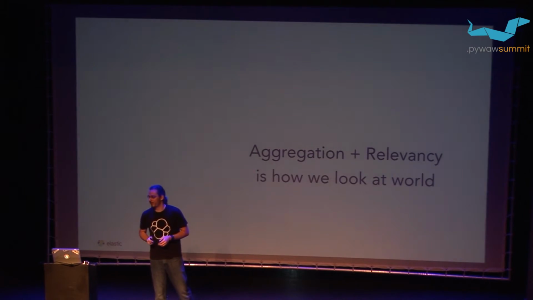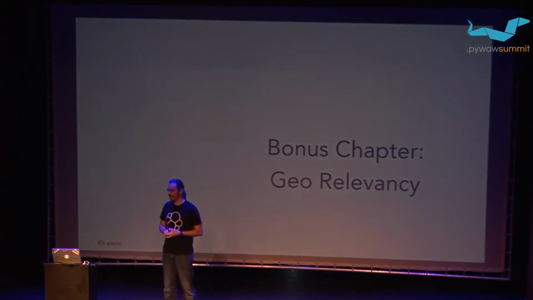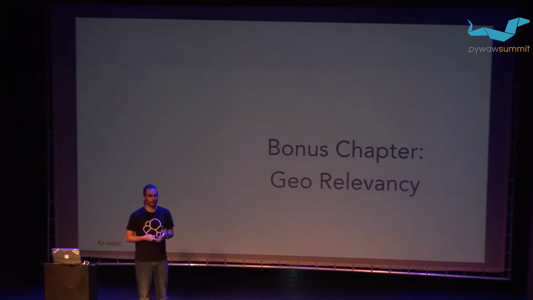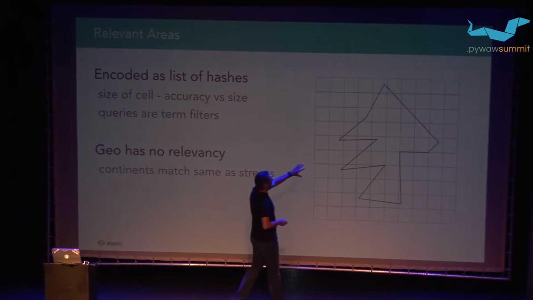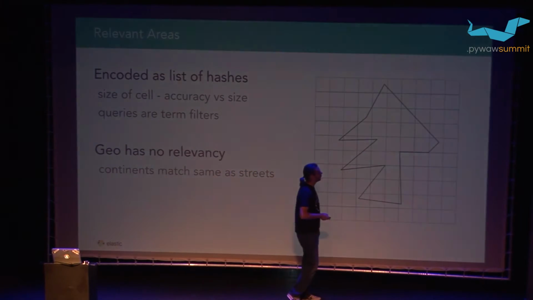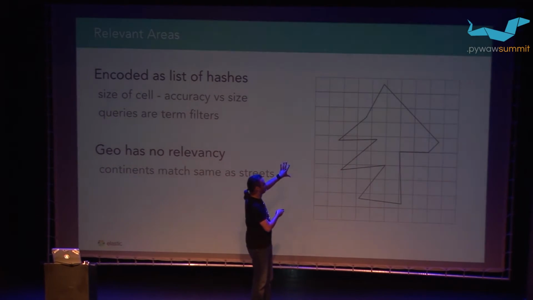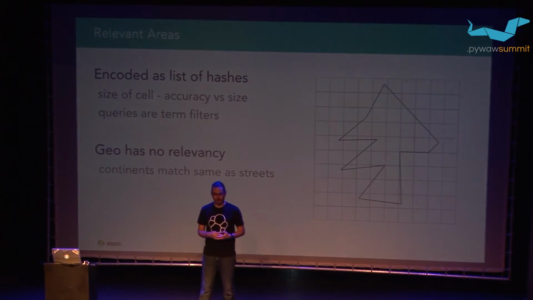So we have a little bit of time, so let's go through one last chapter, and that is how to introduce relevancy into geoqueries. So let's say that we're looking for places inside of this polygon. The way this works in Elasticsearch by default is we overlay it on a grid, and we essentially index all the cells, all their IDs, which are some weird hashes, that this polygon touches.